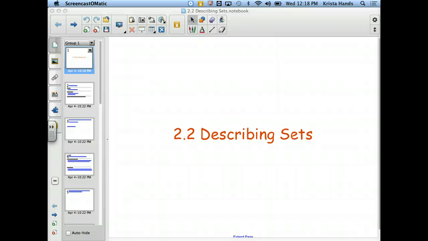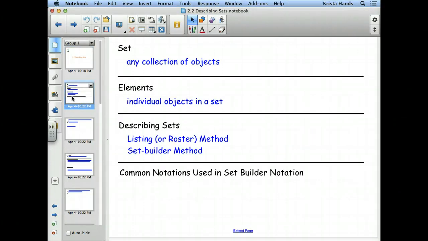Alright, so section 2.2 is about describing sets. And the first thing we're going to take a look at is a little bit of vocabulary so that we're all using the same vocabulary when we're talking about things. The first thing is flat out to decide what a set is. Because it says describing sets, well, what do we mean by set?